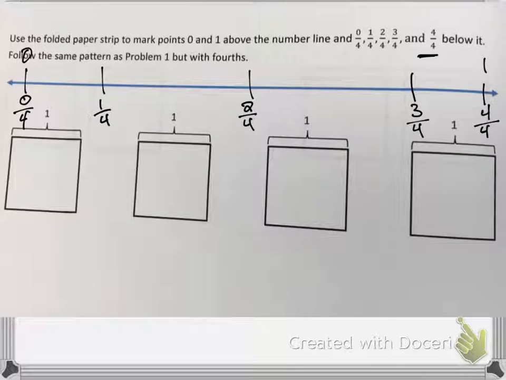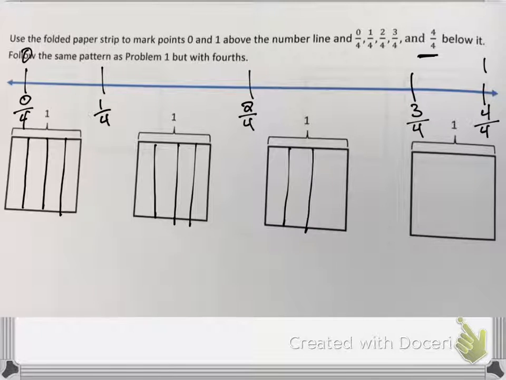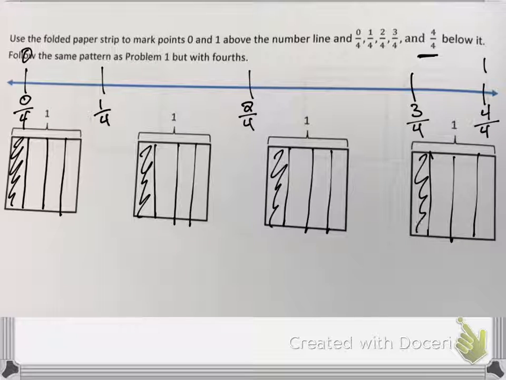Use the folded paper strip to mark. Follow the same pattern as problem number 1, but with fourths. So we're going to do the same down here. We're going to partition these into fourths. We're going to shade the first one. We're going to explain with numbers that 1/4 equals, and that's going to be for all of these.